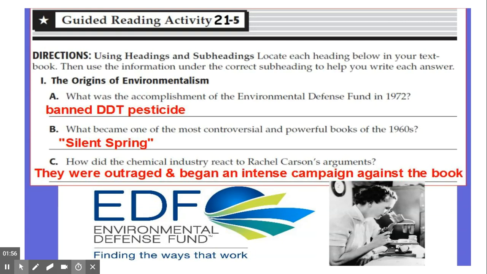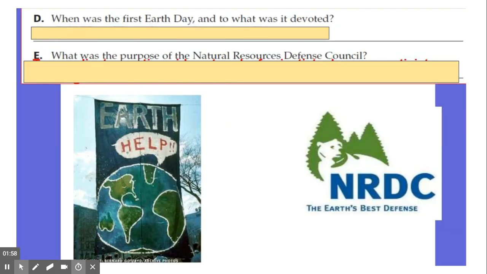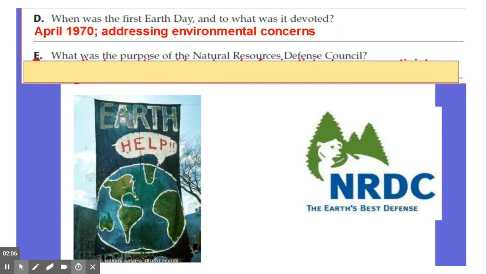Letter D, when was the first Earth Day, and then what was it devoted to? The first Earth Day began in April of 1970, and obviously it was addressing environmental concerns, trying to get people to think about clean water, clean air, pollution issues. All those kind of things were brought up during that. And for the most part, we've been celebrating Earth Day since 1970, so we're getting closer to 50 years of celebrating that in our country.